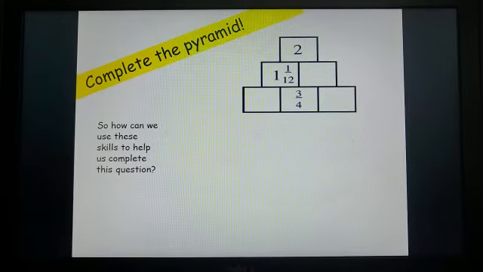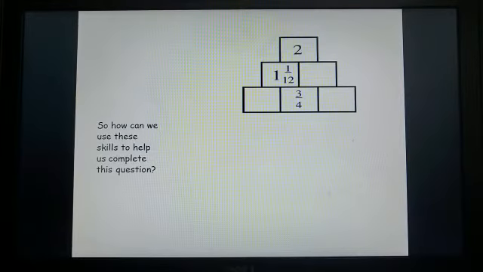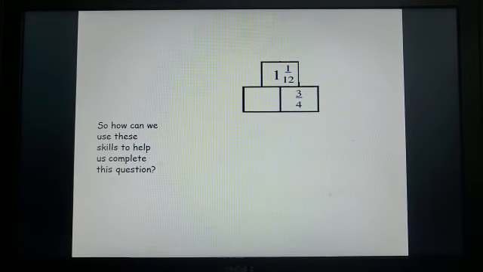Okay, so we're going to have a go at a question now, guys, remembering to use these skills we just recapped. Can we complete the pyramid? To complete the pyramid, we need to remember we need to add 2 joining to equal the top. And we're going to be using the skills that we've just looked at to help answer these questions. Let's look at the first part. So what do I know? I know that 3/4 add something is going to give me 1 1/12.